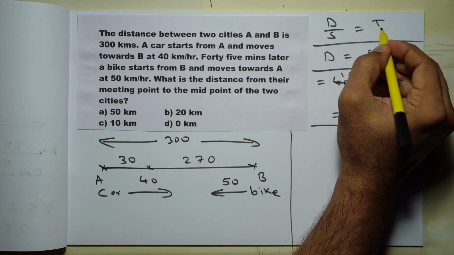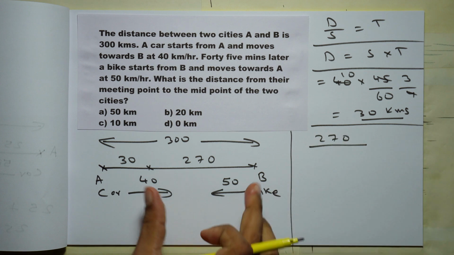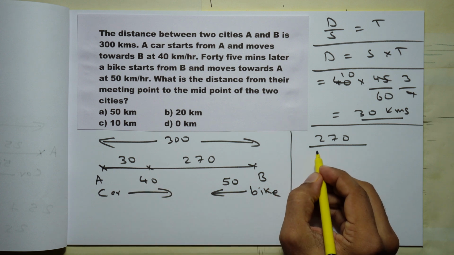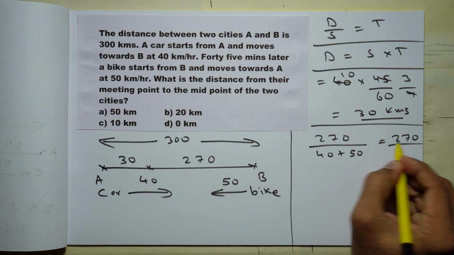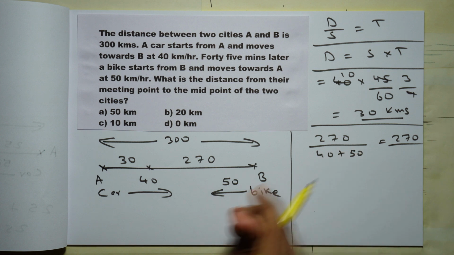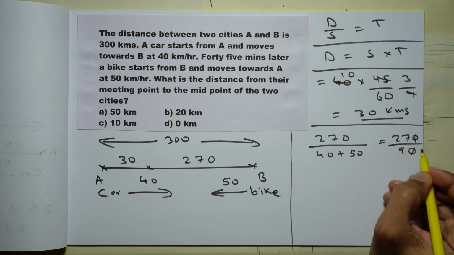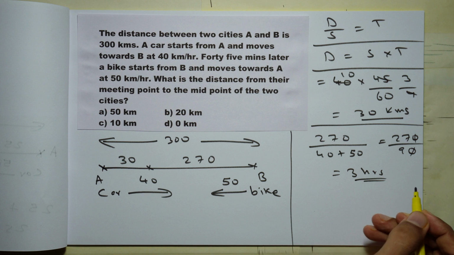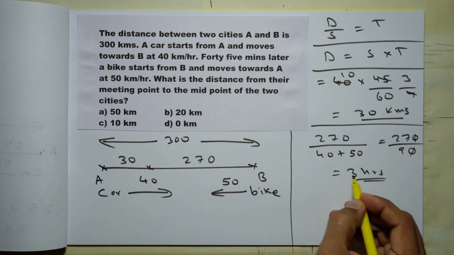Distance by speed gives you time. Distance between them is 270 kilometers and they are getting closer by 40 plus 50 kilometers per hour. That is, time required is 270, distance, by speed or relative velocity, they are getting closer by 40 plus 50, 90 kilometers per hour. I'll cancel the zeros. So 27 by 9 you will get it as 3 hours. So in 3 hours from this point onwards, they will meet.